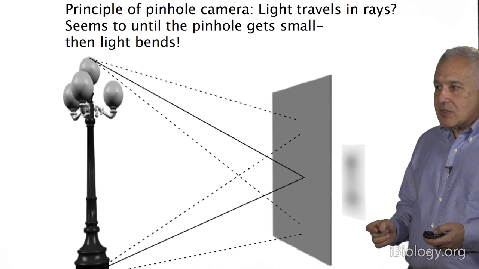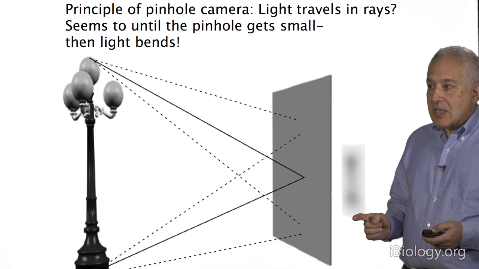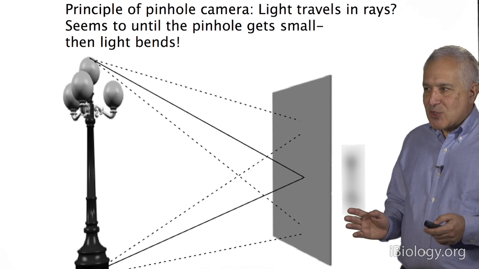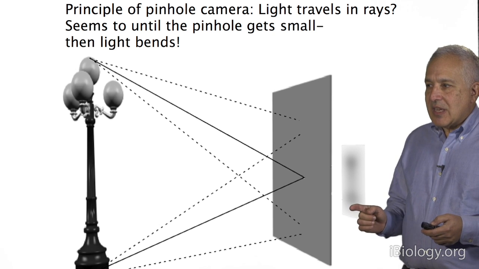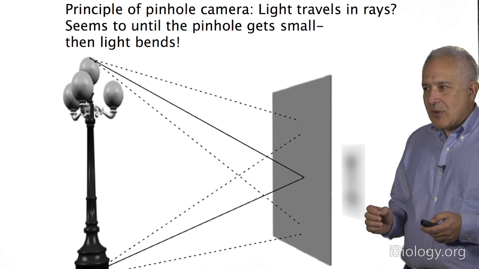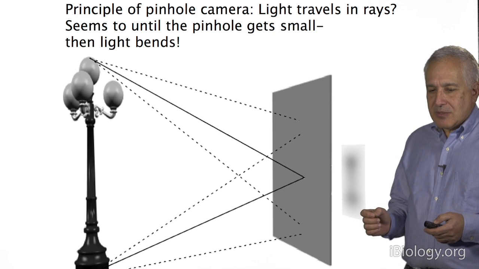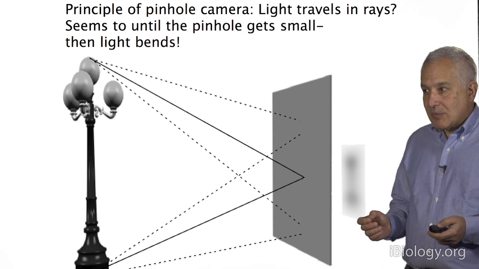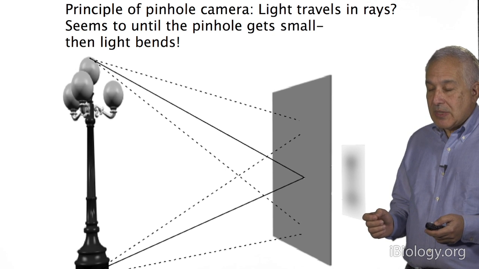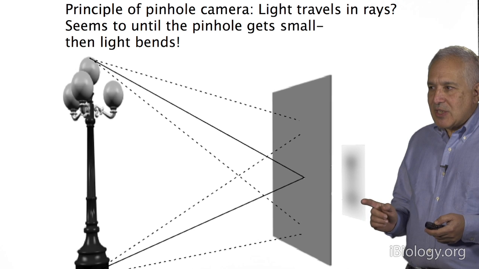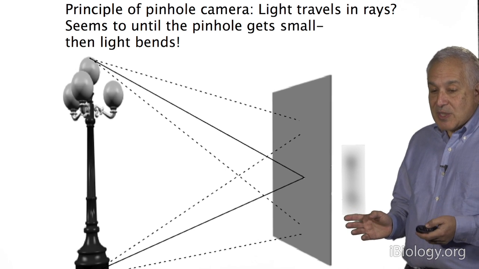This blurriness ultimately is because light is not traveling in straight lines. Light is bent at that pinhole. It's diffracted, and that bending of light is ultimately what limits the light microscope. So I want to explain why the light bends, because I think if you understand why the light bends, you'll understand why microscopes have limited resolution. It bends because light is actually not traveling in straight lines, despite the fact it seems to.